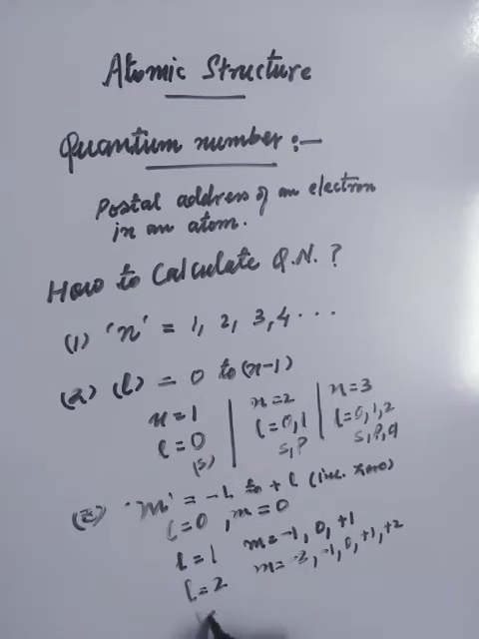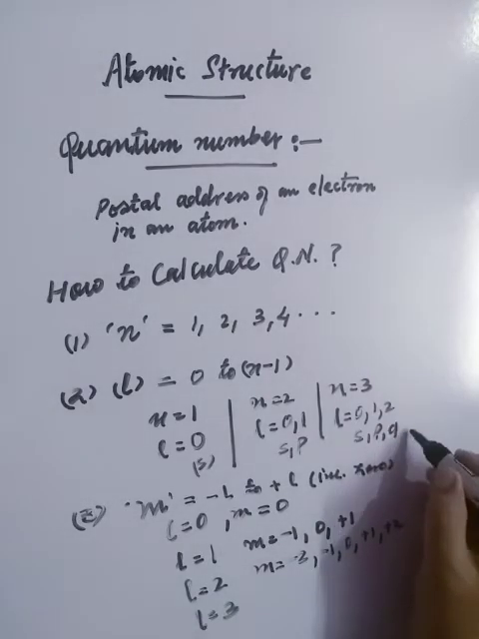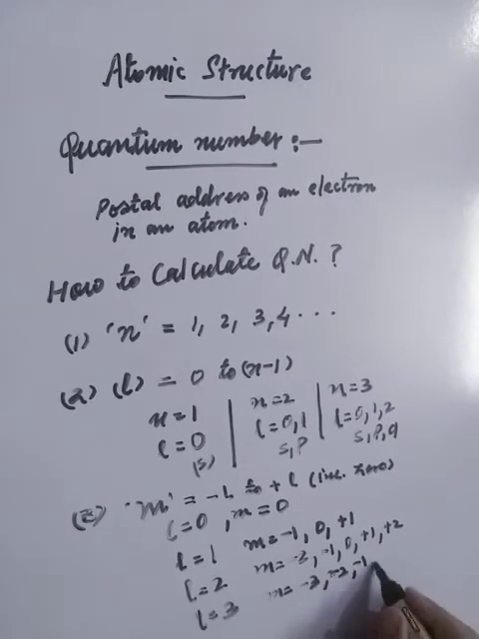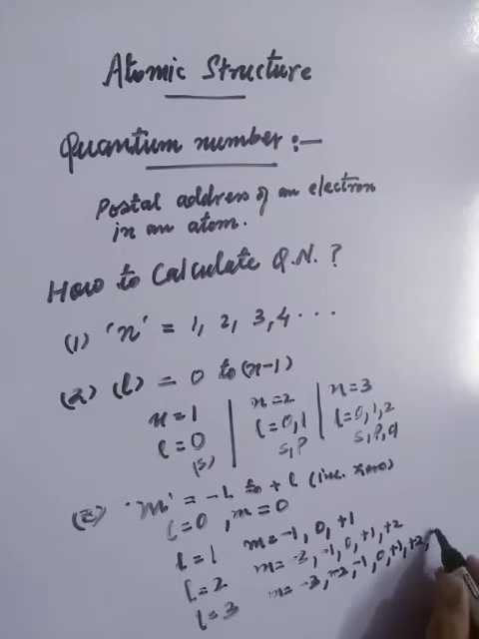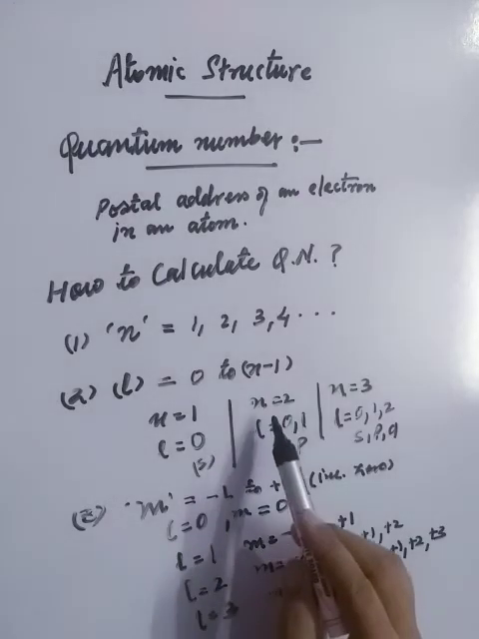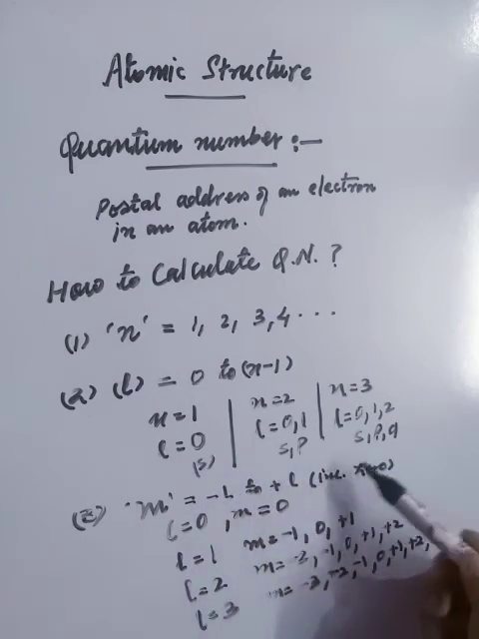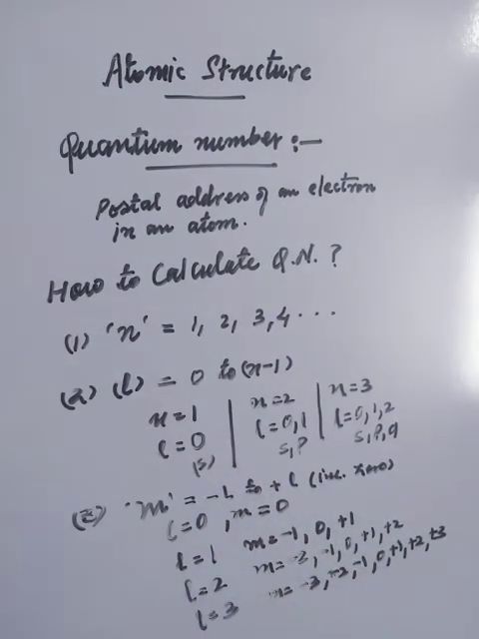Now if we are talking about L equal to 3, that is the F subshell, which comes in the fourth shell. So if L is equal to 3, then m will be minus 3, minus 2, minus 1, 0, plus 1, plus 2 and plus 3. Is it okay? So if we know the value of L, we can calculate the value of m. If we know the value of n, we can calculate the value of L. And if we know the value of L, we know which subshell the electron belongs to.